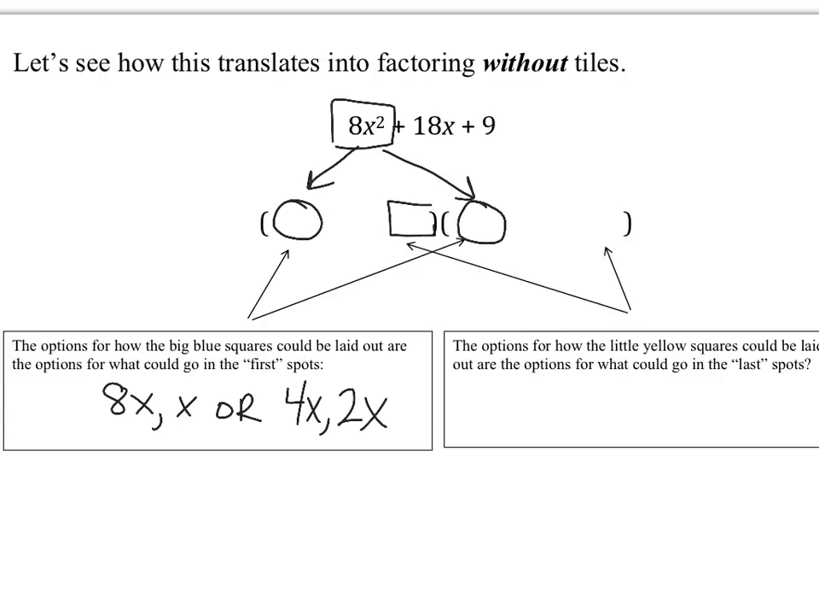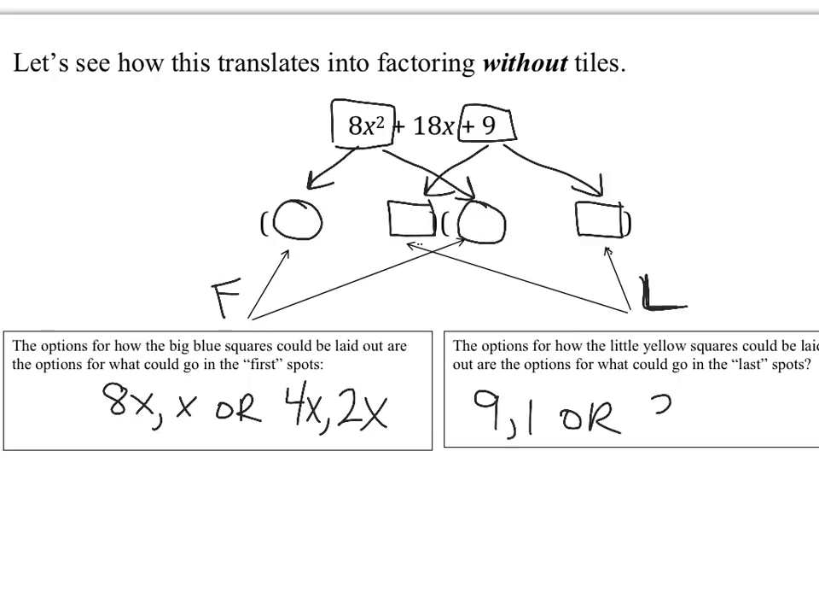So now the other thing to look at is the last term. So I'm going to go ahead and put boxes here. What goes here? Well, whatever goes here and here has to give us 9, because those are our last terms. So just keep in mind, this is F, first term in FOIL. This is L, the last terms in FOIL. So the only things that could go there are 9 and 1, or 3 and 3, right? Because those are the only ways we can multiply to get 9.